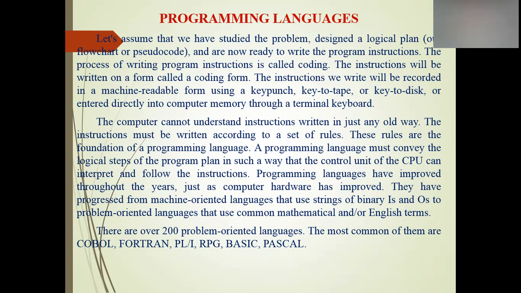Programming languages have improved through the years just as the computer hardware has improved. They have progressed from machine-oriented languages that use strings of binary, 1's and 0's, to problem-oriented languages that use common mathematical and/or English terms. There are over 200 problem-oriented languages. The most common of them are COBOL, Fortran, PL/I, RPG, BASIC, and Pascal.